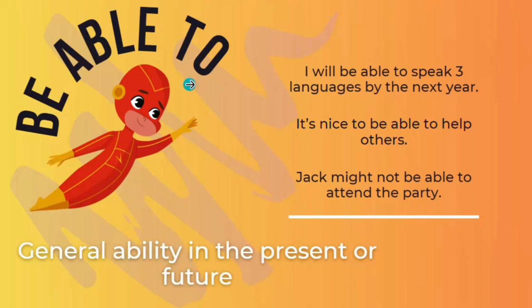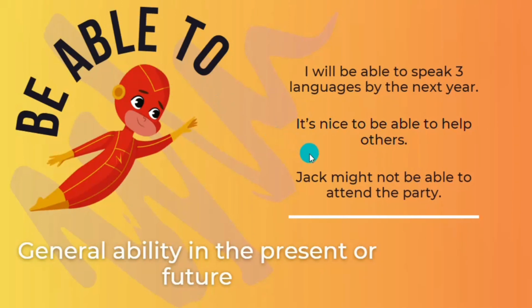Moreover, be able to is more formal and less usual than can. So if you are writing some formal letters or pieces of writing, or you are talking formally to somebody, you can use be able to, like I will be able to speak 3 languages by the next year. However, in some conditions, you cannot use can, so there be able to will help you.